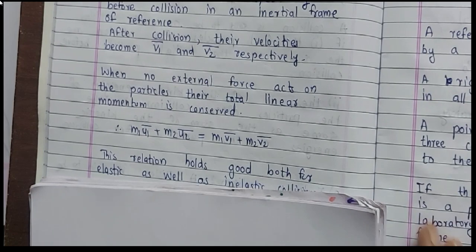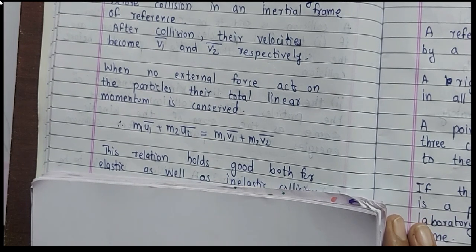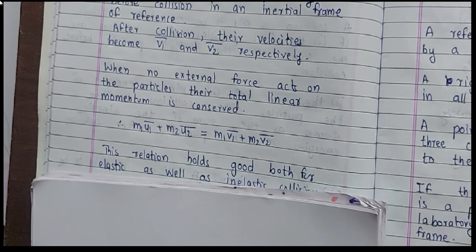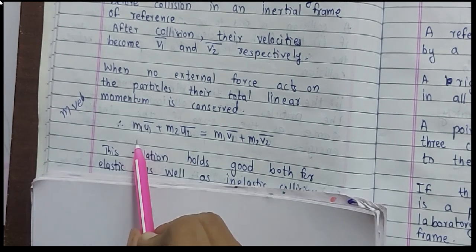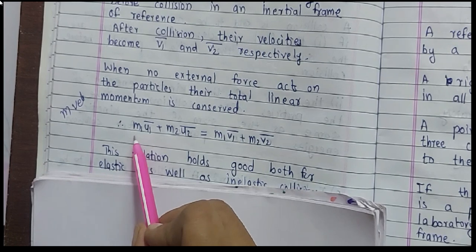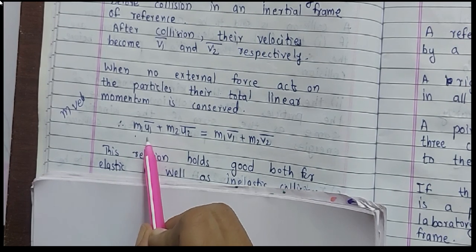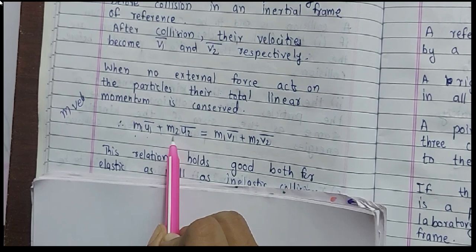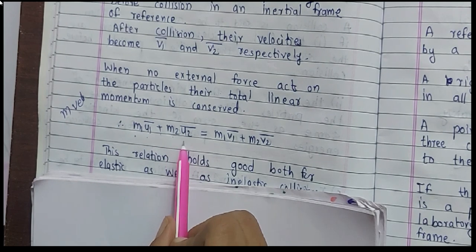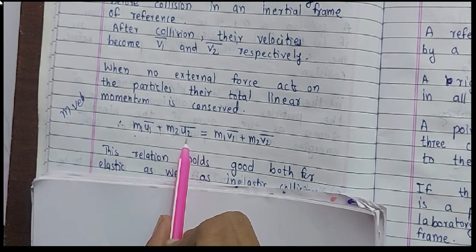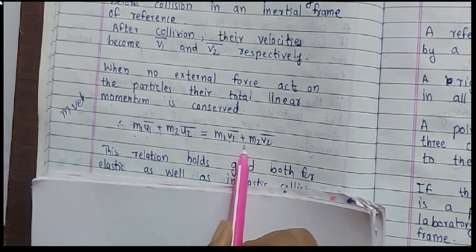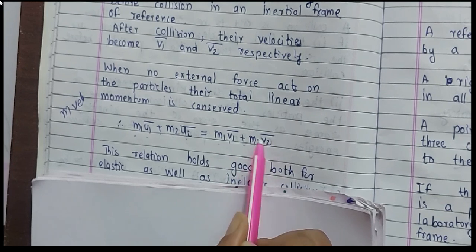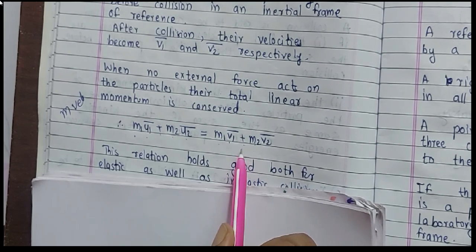When no external force acts on the particles, their total linear momentum is conserved. Linear momentum is mass times velocity. So the first particle has mass m1 and velocity u1, plus m2 is the mass of the second particle, moving with velocity u2 before collision, which is equal to m1 v1 plus m2 v2. This is the velocity they acquired after the collision.